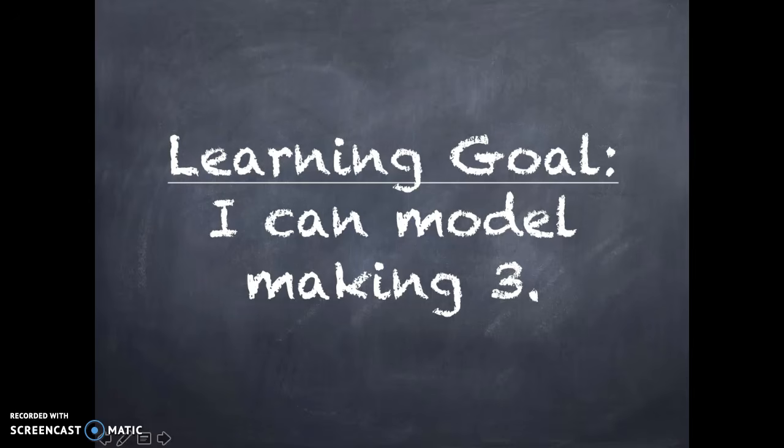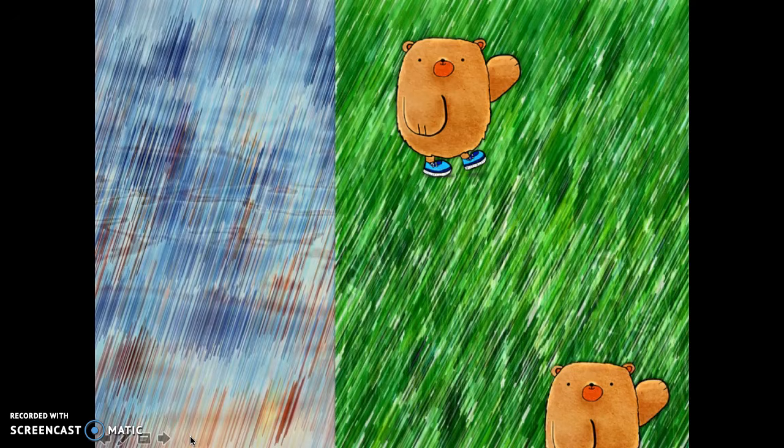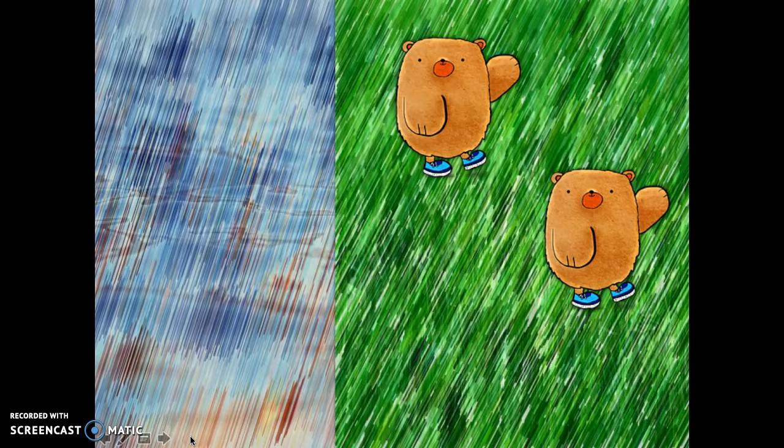So the first thing we're going to do is I'm going to tell you a little bit of a story about the day that I went to the park. See, the other day I went to the park, and guess who was there? There were 2 bears. 1, 2. And the 2 bears were playing on the grass right next to a pond. See the pond over here?